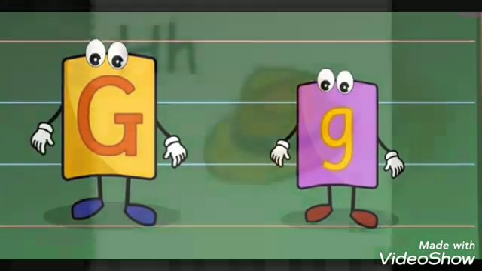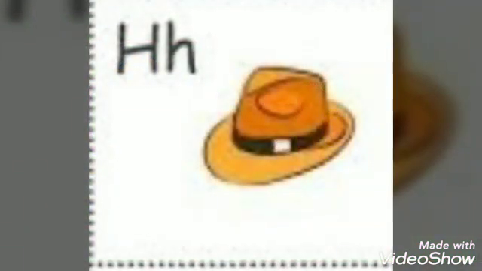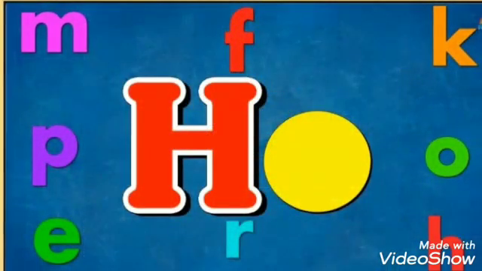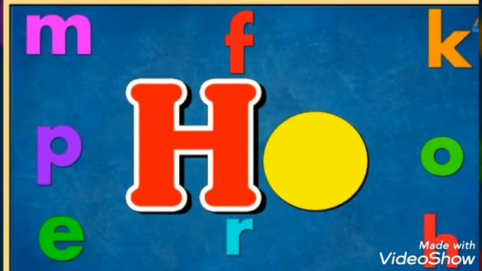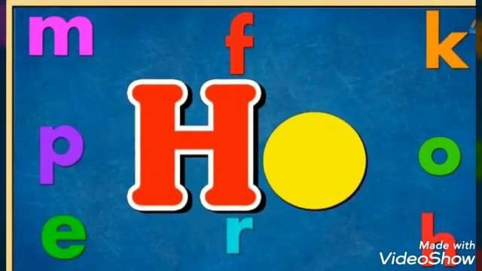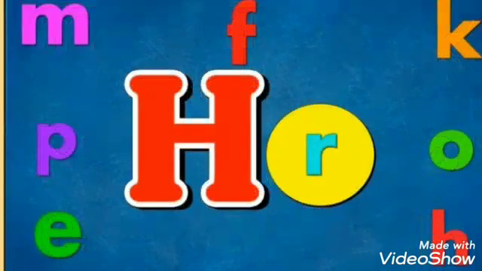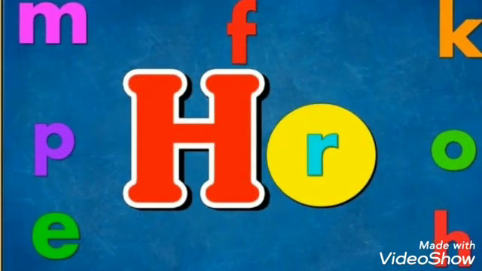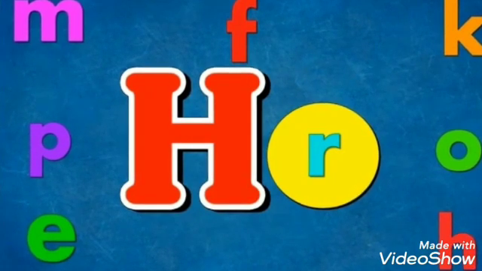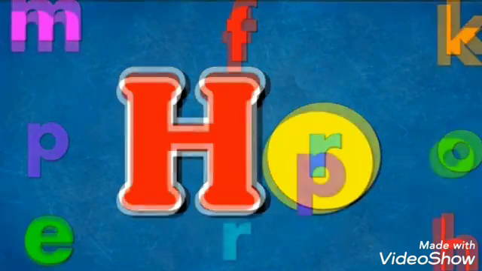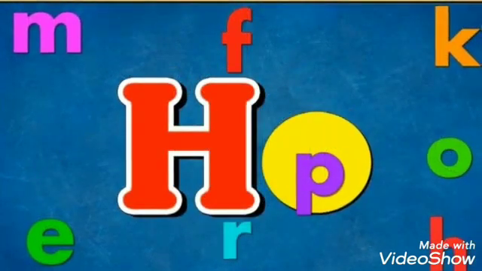Now we'll go for another letter H. Capital and small h for hat. Now we will find small h from surrounding alphabets. Capital H is given and in circle we have to find small h. This is small h, children. No, this is not a small h. This one is a small h, children.